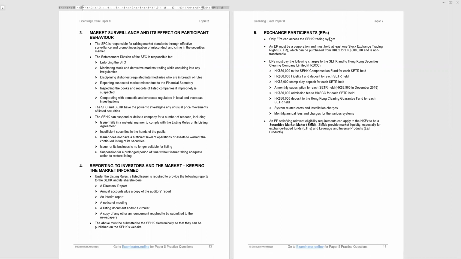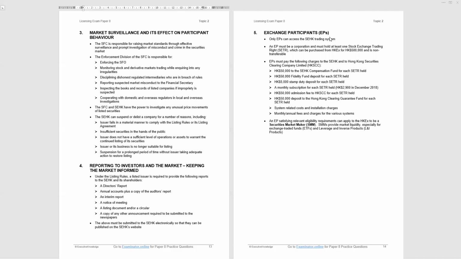Their idea is to raise market standards through effective surveillance. The Enforcement Division is an important entity in this process, and we list the responsibilities of the Enforcement Division. After those points, we're told the SFC and the Stock Exchange have the power to investigate any unusual price movements of listed securities. Be aware of that, it has been examined.